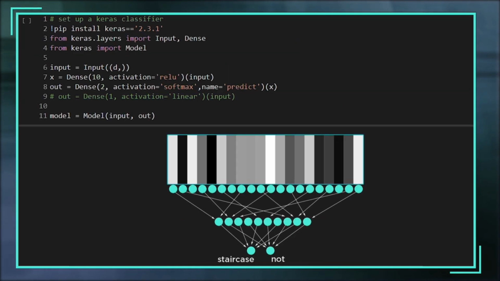For our classifier, we'll create a simple neural network using Keras. Our network has d equals 20 input units to correspond to the 20 steps.